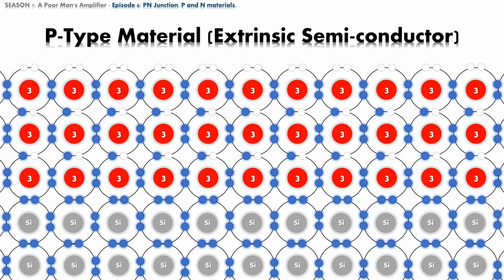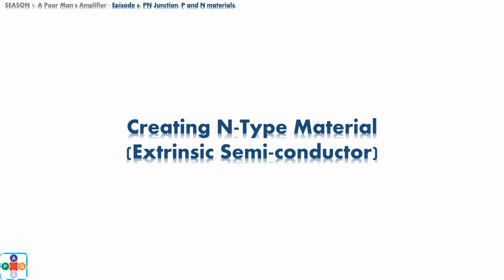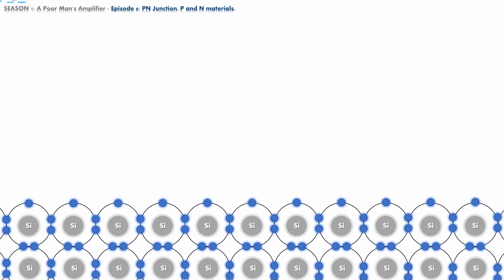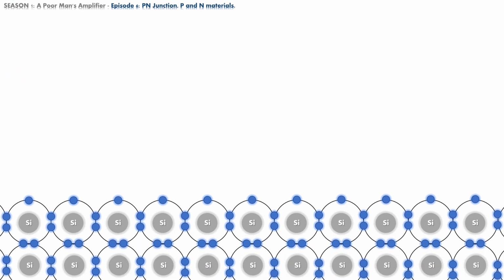Now, let's see how we can create N-type material. Creating N-type material is in essence the same process as creating P-type material, but instead of the surface of the silicon crystal being exposed to vapor made of trivalent atoms, for creation of N-type material, we will expose the surface of the silicon crystal lattice to vapor made of pentavalent atoms.